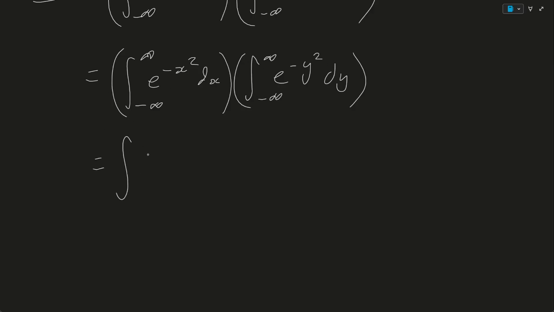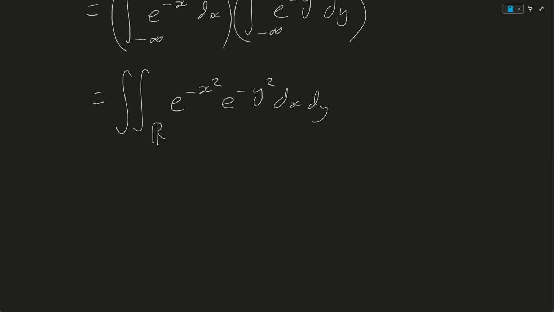So we get simply that this is the double integral. I'm not going to continue writing minus infinity to infinity. I'm going to write over R squared, because it is over R squared, of e to the minus x squared e to the minus y squared dx dy. This is allowed. And of course we can use our indices rules. This is e to the minus x squared plus y squared.